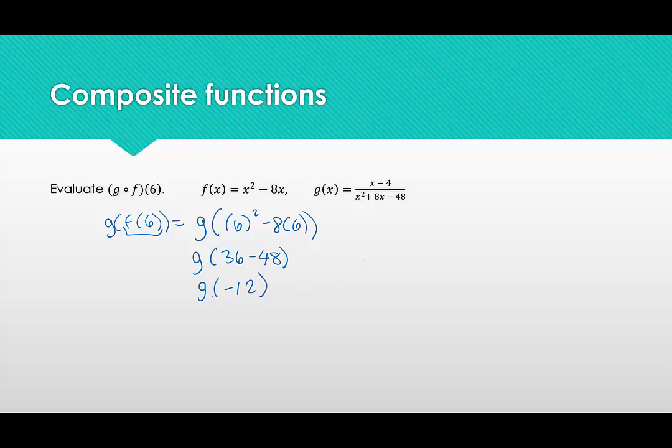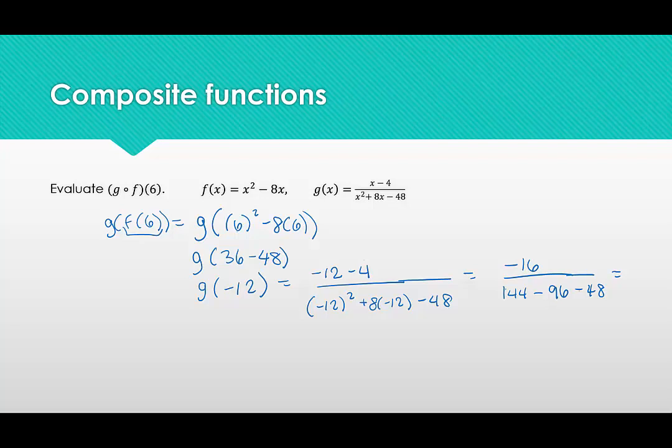Okay, so now what happens when we calculate g of negative 12? Anywhere in this function I see an x, I'm going to replace it with negative 12. In the numerator, I get negative 12 minus 4, which is negative 16, over, down here, negative 12 quantity squared plus 8 times negative 12 minus 48. That's going to be positive 144, minus 96, minus 48. I think I have a problem here, because this adds up to zero in the denominator. So what does this mean? This meant we had some issues.